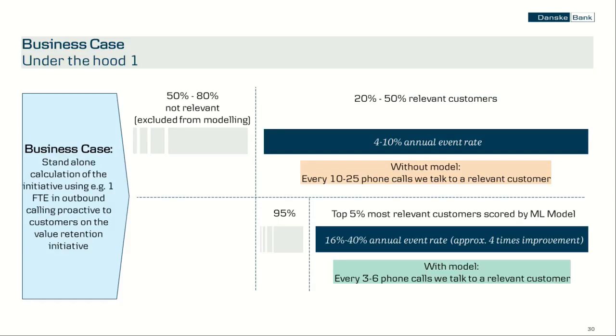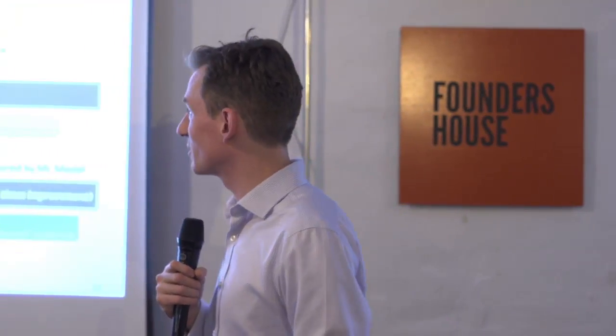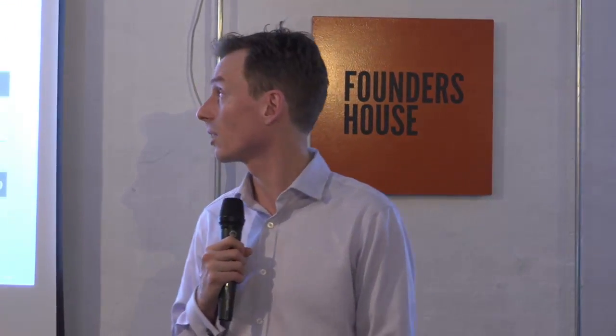What they were doing, and I think you've seen that slide before, is saying, well, without the model it's 10 to 25 phone calls. With the model, it's 3 to 6 phone calls. But what I didn't talk about earlier, though it was on the slide, is that 50 to 80% of the people we're trying to reach are not relevant for the modeling.